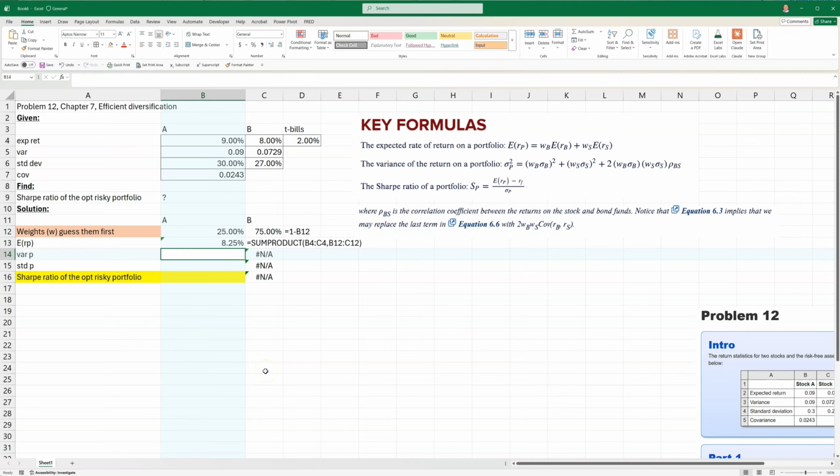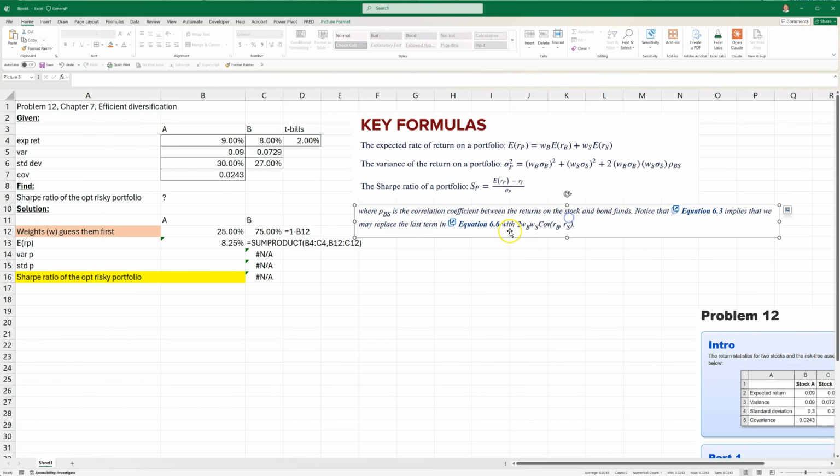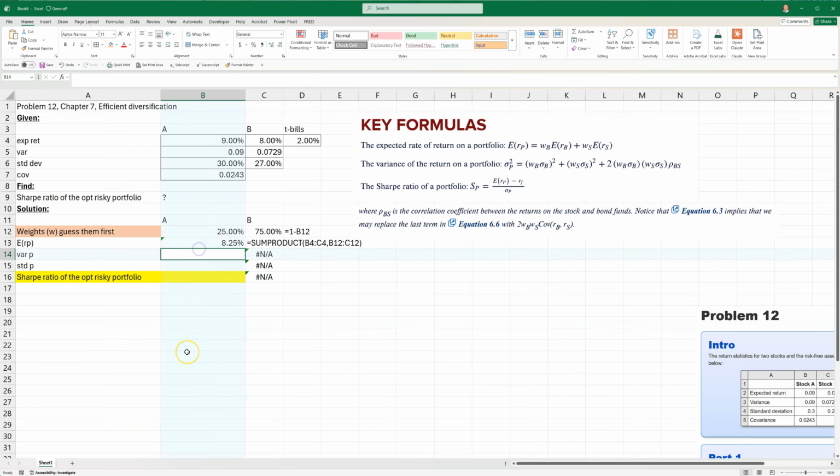All right, and then the variance of the portfolio, that's this formula right here. It's very complicated. And the problem is they gave us something called the correlation coefficient, and we don't have the correlation coefficient. We have the covariance. So in your book, it tells you if you don't have the correlation coefficient, you can substitute this equation in for the last term. So we'll go ahead and calculate the variance of the portfolio.